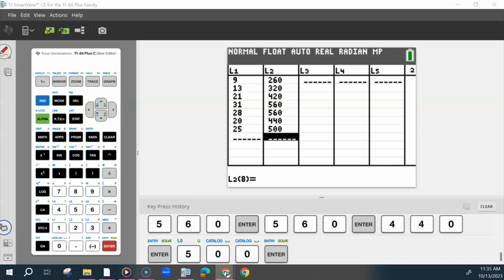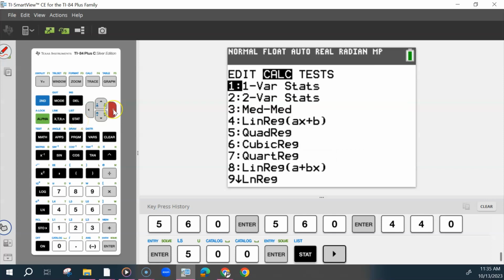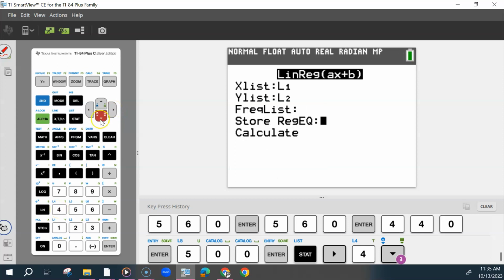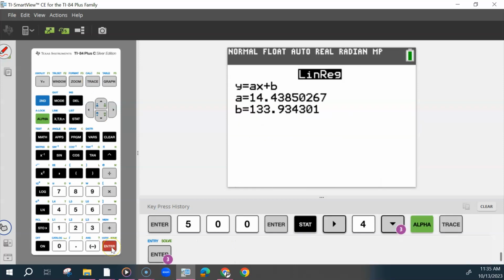So now I'm going to do step 2. Remember that you can be looking at your instructions as I do this. So stat, scroll over to calculate. Number 4. Scroll down to store regression equation. Alpha trace. Hit enter 3 times. So I just did all of step 2, but I did it a little faster than what we did the first time. Anyone not get those numbers?